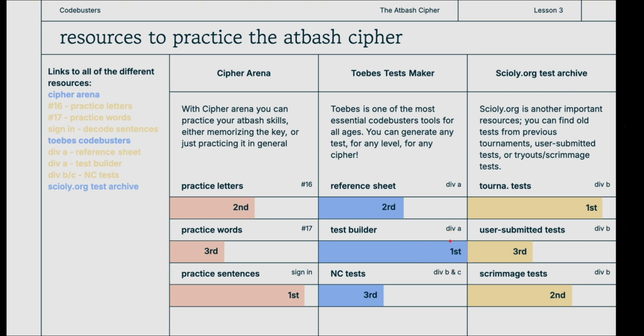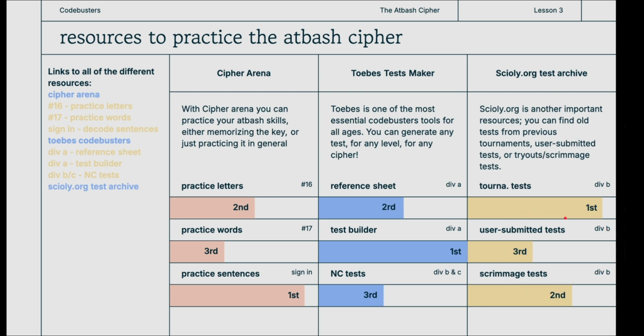And then the next thing is the Scilympiad.org test archive. Scilympiad.org is another important one. You can find previous tournaments from many years ago, user submitted tests, or scrimmage tests. So tournament tests go first place. Third place is user submitted tests. Not as high quality, no offense, but most of the time tournament tests are high level and meant to challenge you guys. And then second place is scrimmage tests. Those are also usually high quality, but a little easier compared to tournament tests.